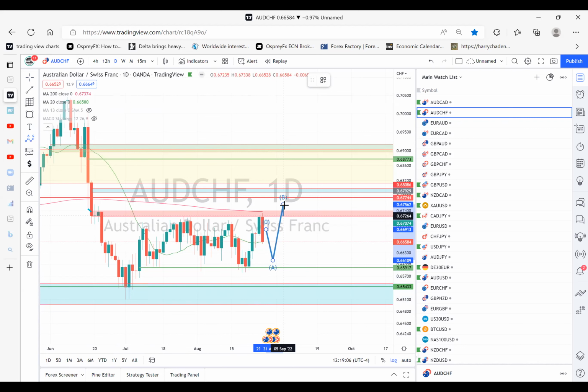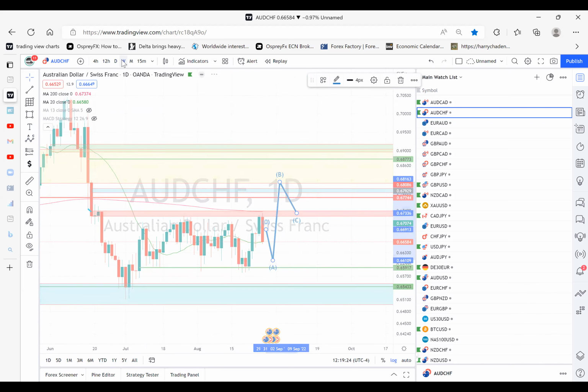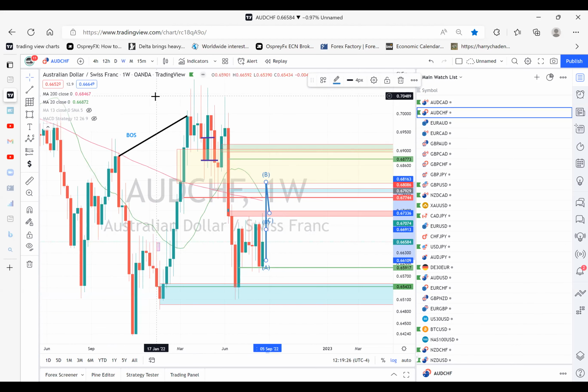This is what I want to see. I needed it to break this high and then come back. Then I would be interested in the buy right here. And maybe we'll get it in the next week or so. Okay.